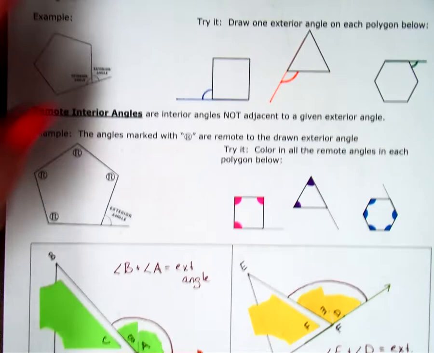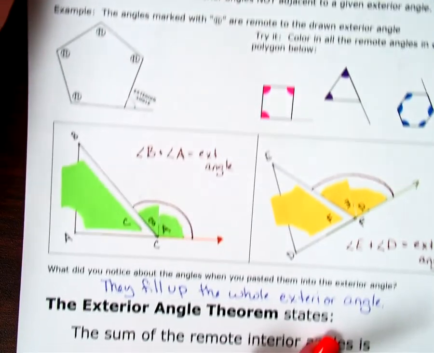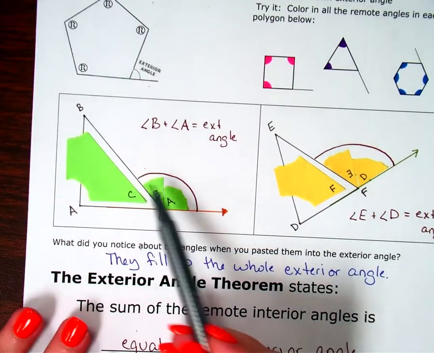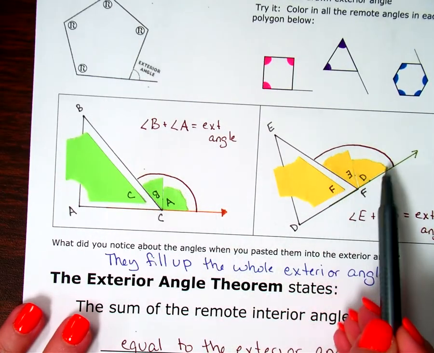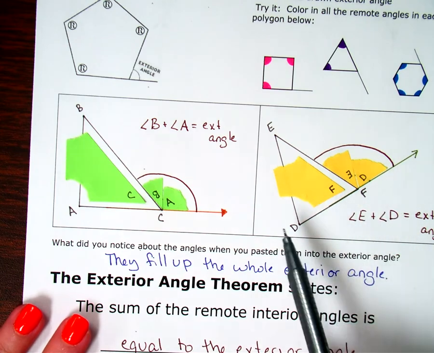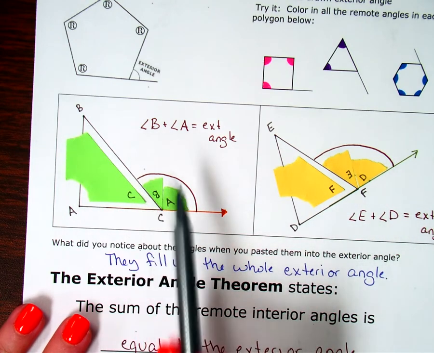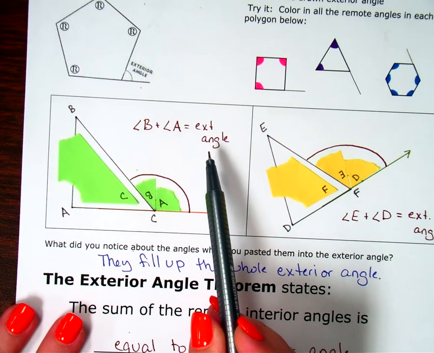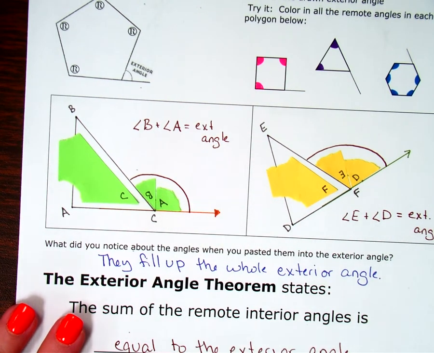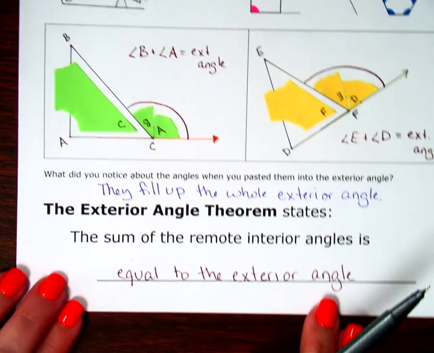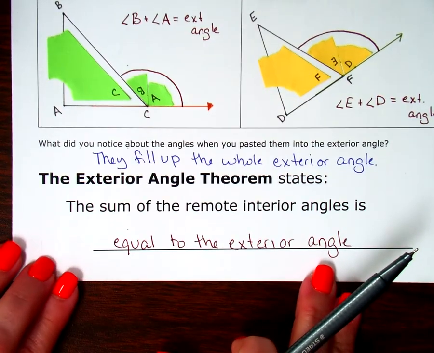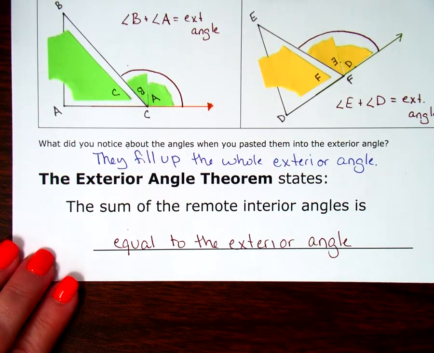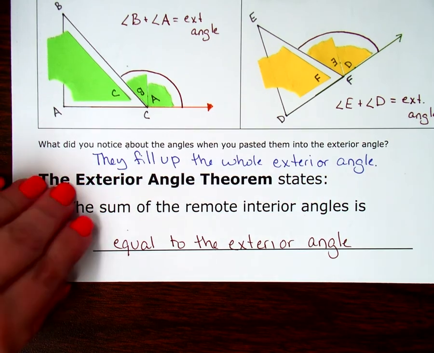And then we looked at what happens when you fill in your exterior angle on a triangle with the two remote interior angles. And we saw that together, they perfectly fit inside the exterior angle on both the sample triangles we tried. So we said, for the exterior angle theorem, the sum of the remote interior angles is equal to the exterior angle. Okay, so let's look at some examples.